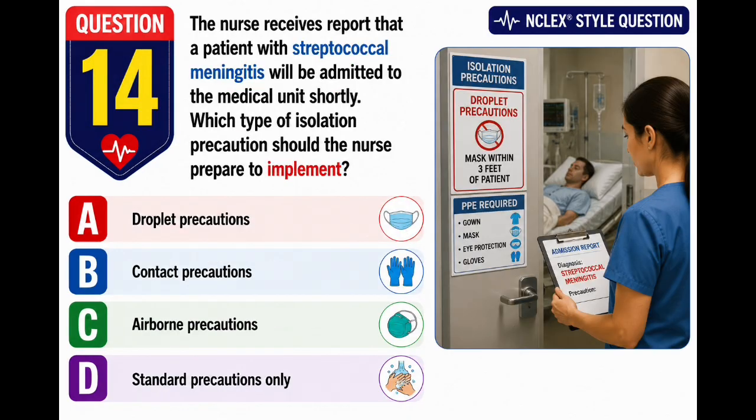Question 14. The nurse receives report that a patient with streptococcal meningitis will be admitted to the medical unit shortly. Which type of isolation precaution should the nurse prepare to implement? A. Droplet precautions. B. Contact precautions. C. Airborne precautions. D. Standard precautions only.